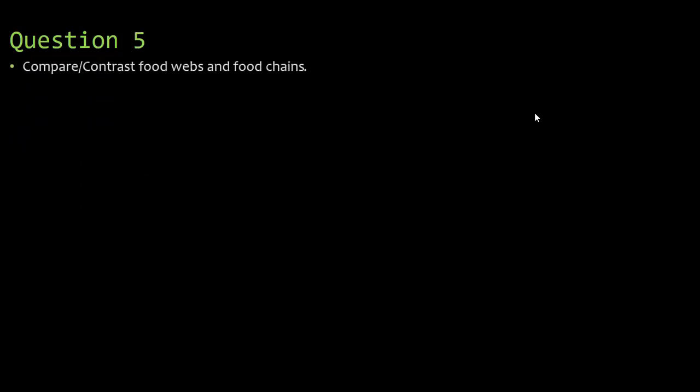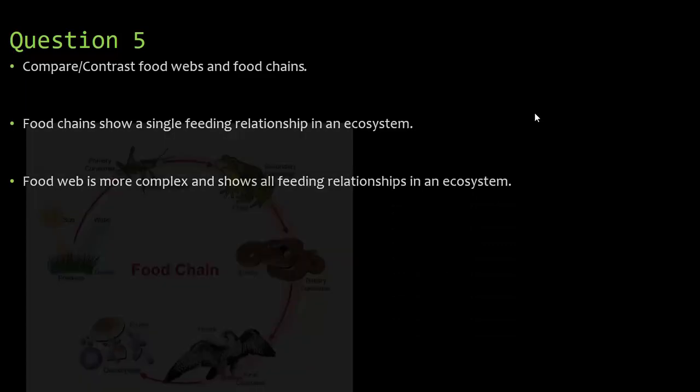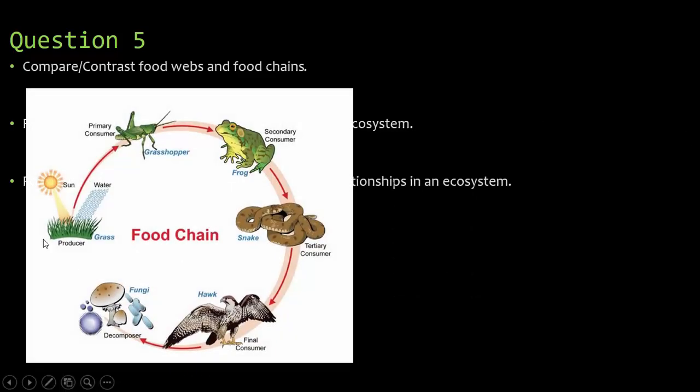All right, number 5, compare and contrast food webs and food chains. So food chains show a single feeding relationship in an ecosystem. Food webs show the entire feeding relationship in an ecosystem, and are more complex. Here's a food chain. We can see that the grasshopper is eating the grass, the frog is eating the grasshopper, the snake is eating the frog, and then the hawk is eating the snake, and then the fungi are the decomposers breaking all that stuff back down to release the matter back into the ecosystem.